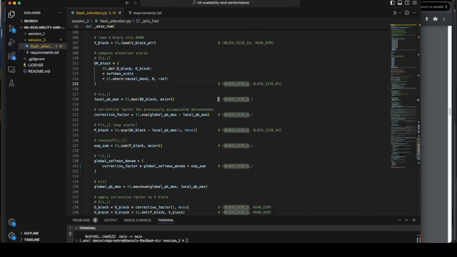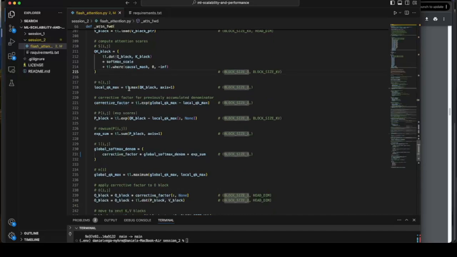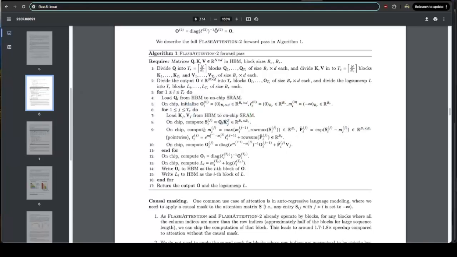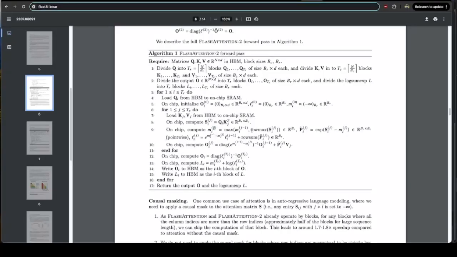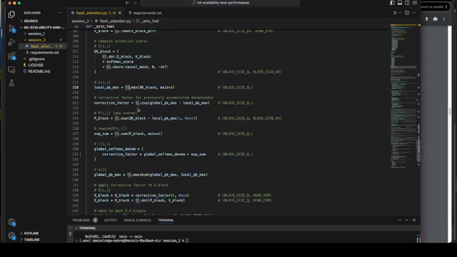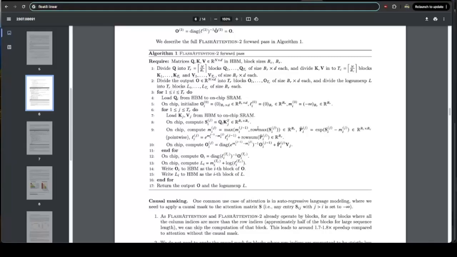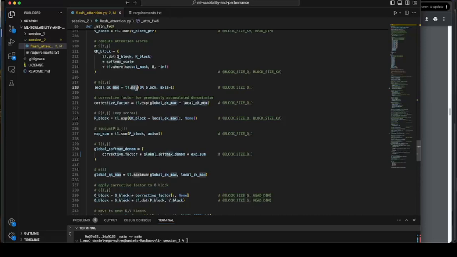And now we go to the next step, which is computing the corrective factor that Ben was referencing in his presentation. So basically, we're now computing M sub I here, right? First we need to find the local max for each row. So this row max notation here for the scores, that's what we're doing. We're getting the max for the scores we've calculated across each query, right? Each query is going to have its own maximum that we've seen.